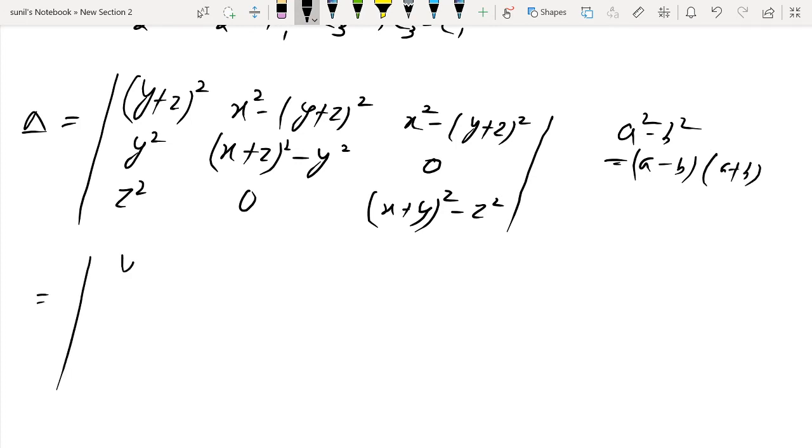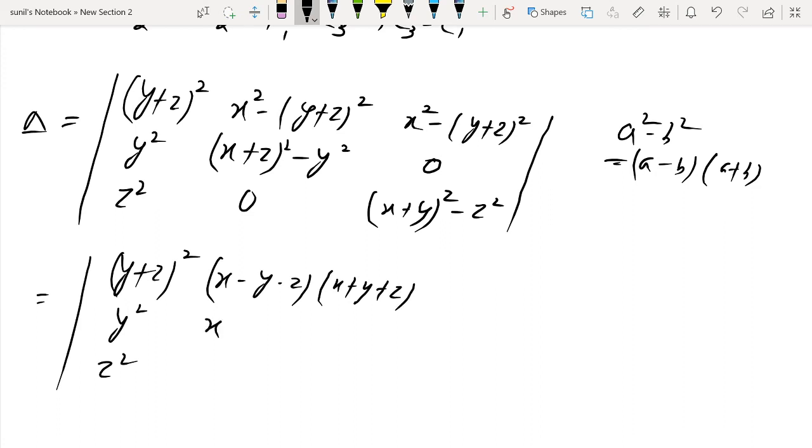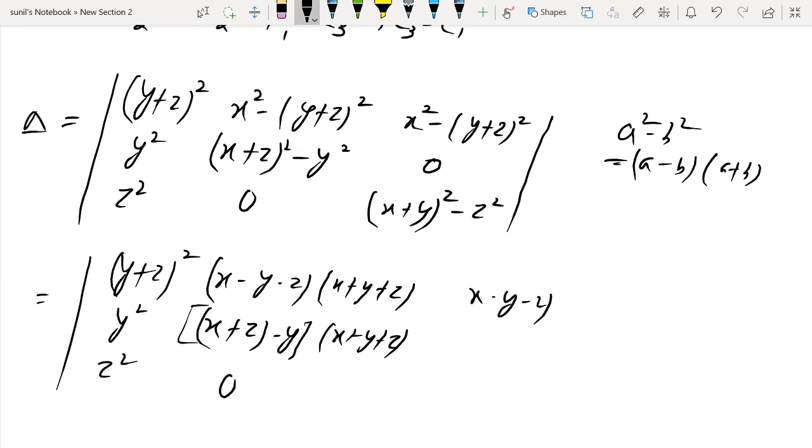So it will become (y plus z) whole square, y square, z square. We can factorize it like this: (x minus y minus z) and (x plus y plus z), again (x plus z minus y) and (x plus y plus z), 0, and (x minus y minus z) and (x plus y plus z), 0, and (x plus y minus z) and (x plus y plus z).